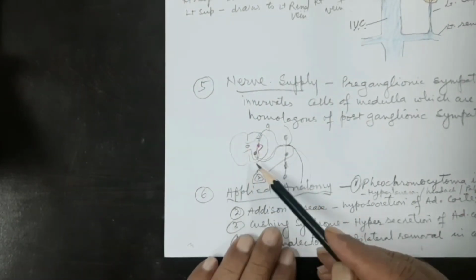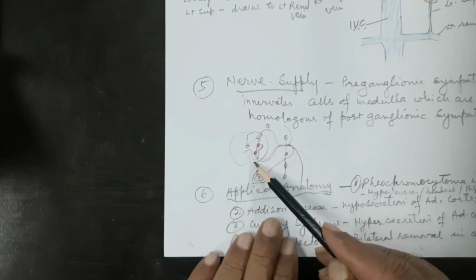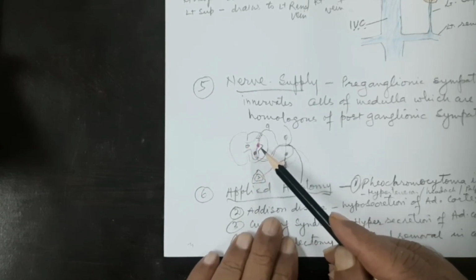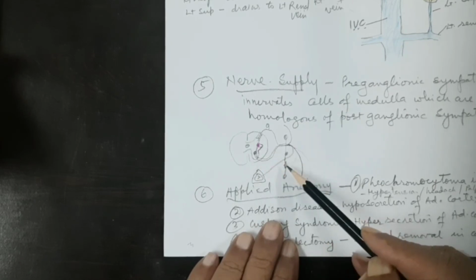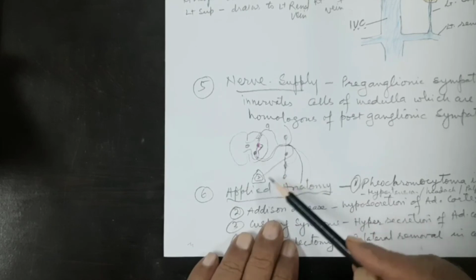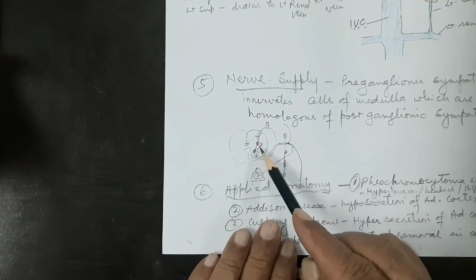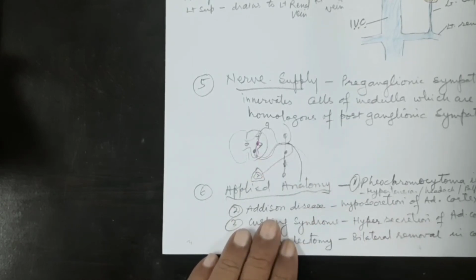This is the cross section of the thoracic spinal cord, and here is the lateral horn, where there is the presence of the preganglionic sympathetic neuron. Preganglionic sympathetic neuron, because after relay in the sympathetic chain it becomes postganglionic. So these are preganglionic sympathetic neurons.